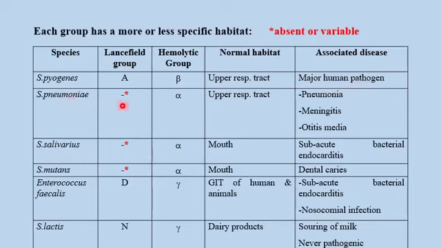Streptococcus pneumoniae, here this mark is absent or variable. So the Lancefield group may be absent, that is to say they don't possess a C carbohydrate substance on their cell wall, or it is different, okay? So it is variable. Hemolytic group, it is alpha, that means partial hemolysis, present also in the upper respiratory tract, and it mainly causes pneumonia, meningitis, and otitis media.